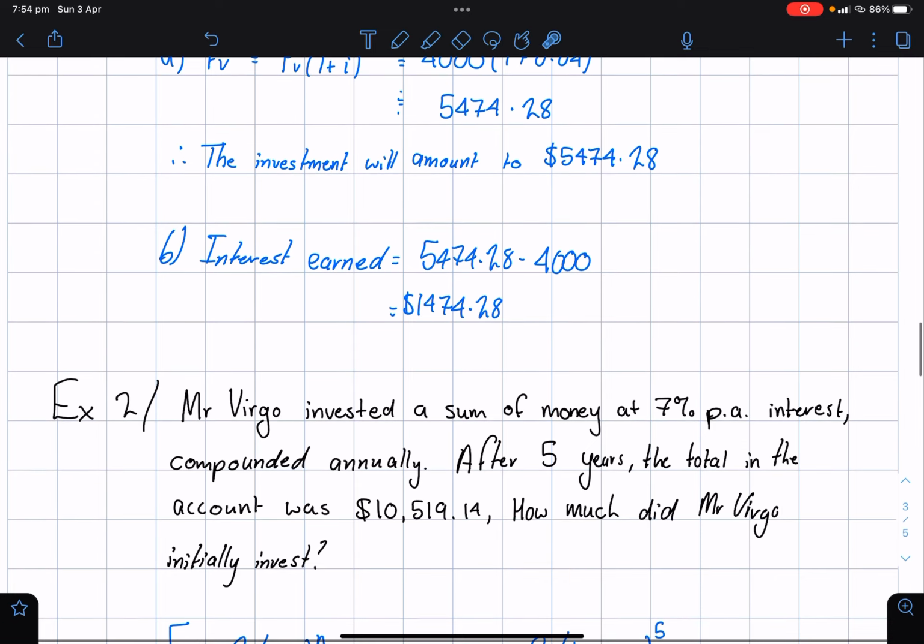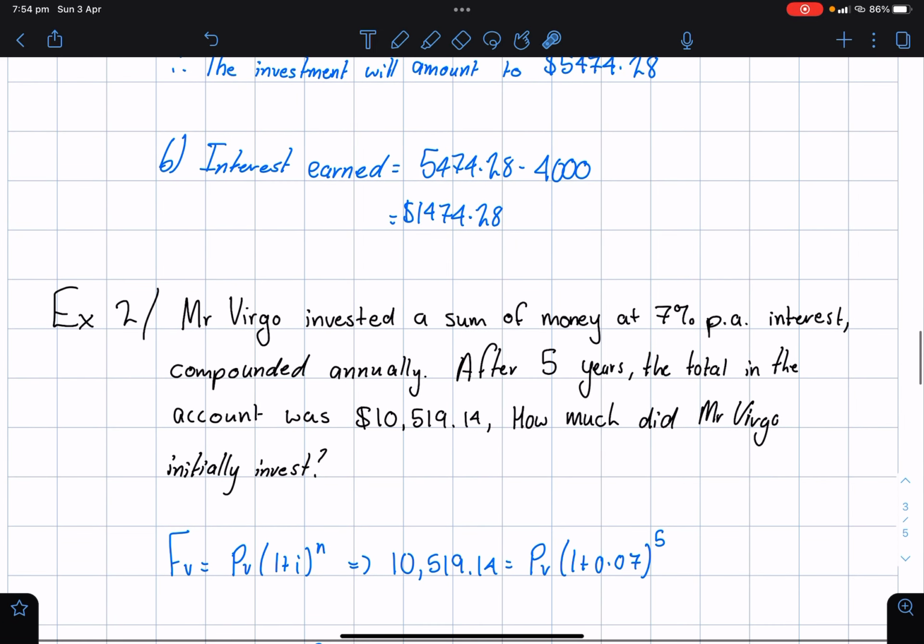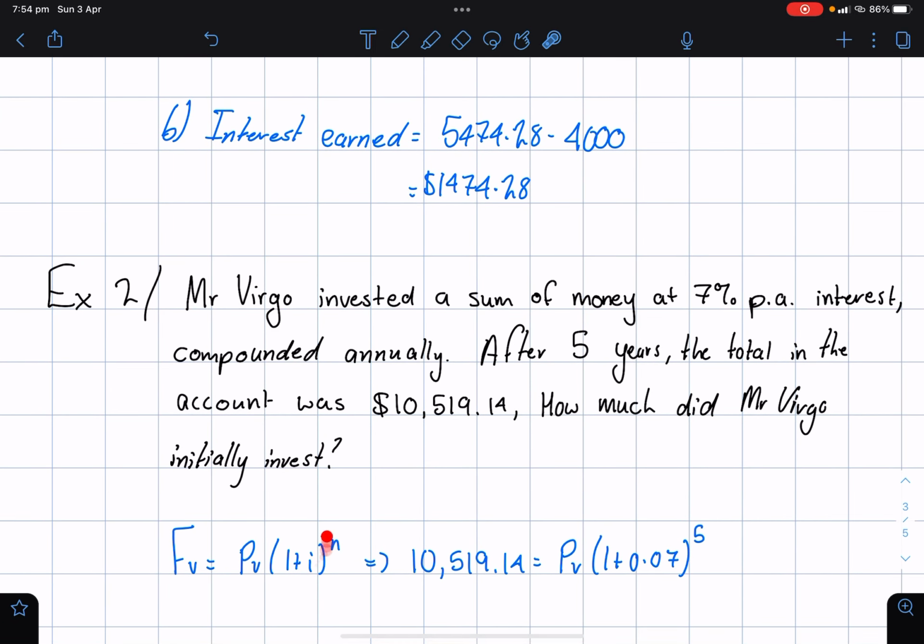All right. So I would start by writing out our equation, okay? FV equals PV times by 1 plus I to the power N. And then we just substitute in the information that we know. So we know the final value of our investment, we know the interest rate, and we know the time frame. So we can substitute those 3 values in.